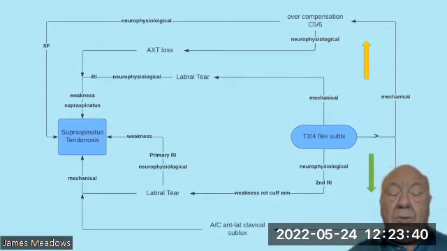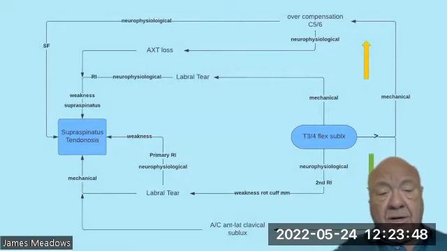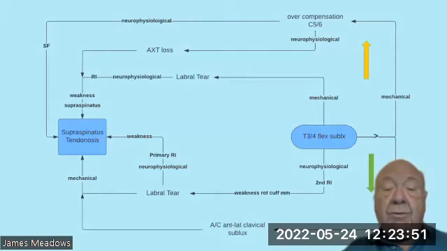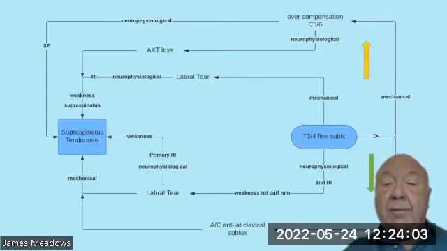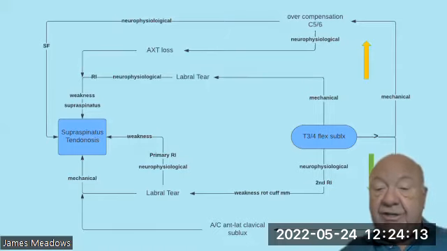Okay, so the complaint now is shoulder pain, and we diagnose it as a supraspinatus tendinosis. Again, I'm using supraspinatus, but it could essentially be any of the stabilizers of the glenohumeral joint. So we start again with a T3-4 flexion subluxation, just because it's what I picked, and we can go mechanically. So again, we get labral tearing, which will lead to a neurophysiological reflex inhibition, which will lead to muscle weakness of the stabilizers, and then that weakness will turn into a tendinosis, a degenerative tendinosis. We can go the other way as well.